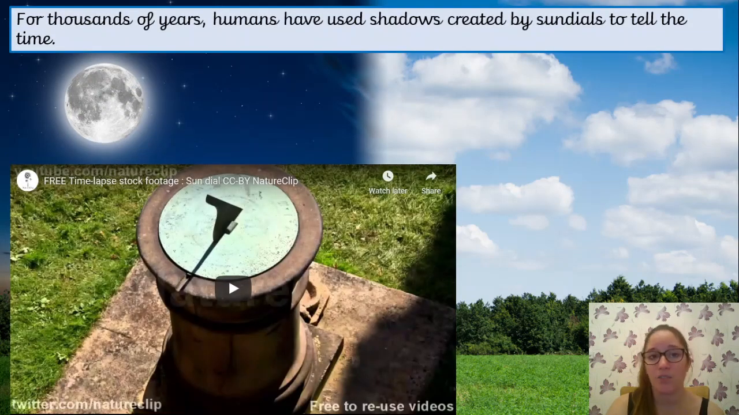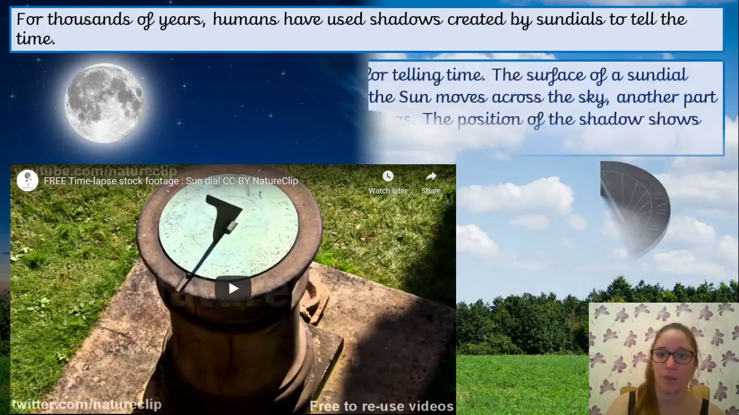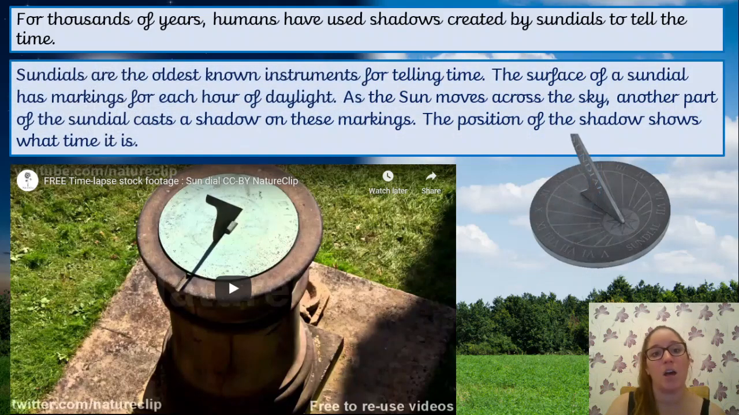For thousands of years, humans have used shadows created by sundials to tell the time. Have you ever seen a sundial be used? Have you ever used a sundial yourself? Perhaps somebody you know has one in the garden. Sundials are the oldest known instruments for telling time.